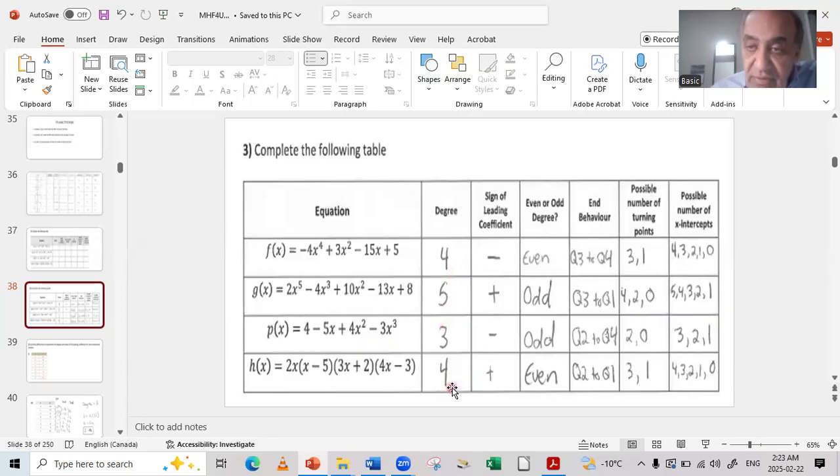So for degree 4, we see the intercepts 4, 3, 2, 1, 0. For degree 3, it's 3, 2, 1, but there is no 0. And for degree 5, it's 5, 4, 3, 2, 1, but no 0. So for the odd degrees, there is no 0 for the intercepts.